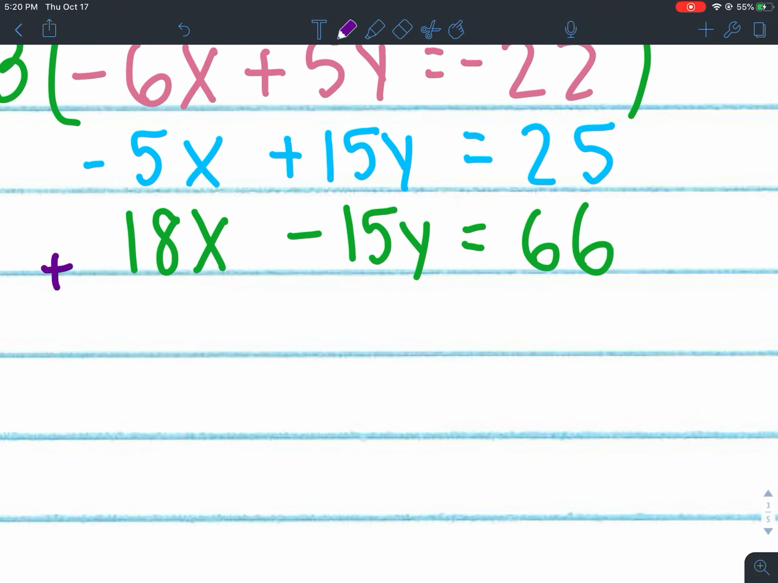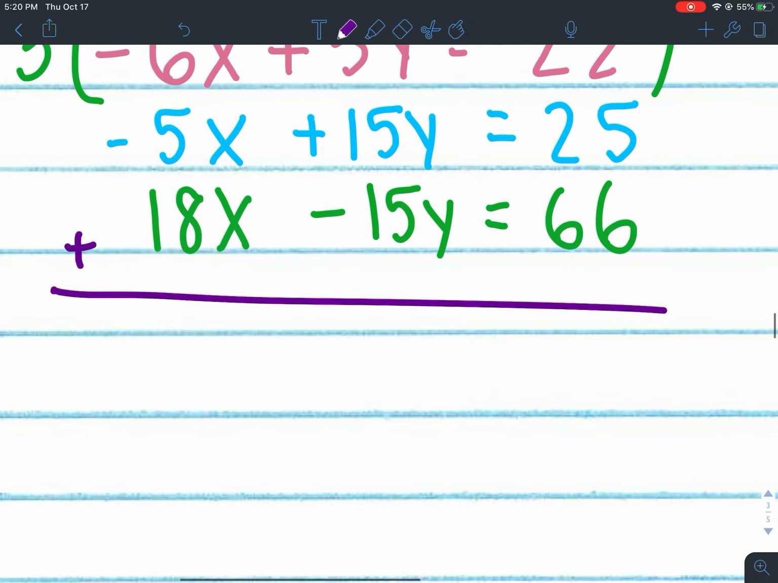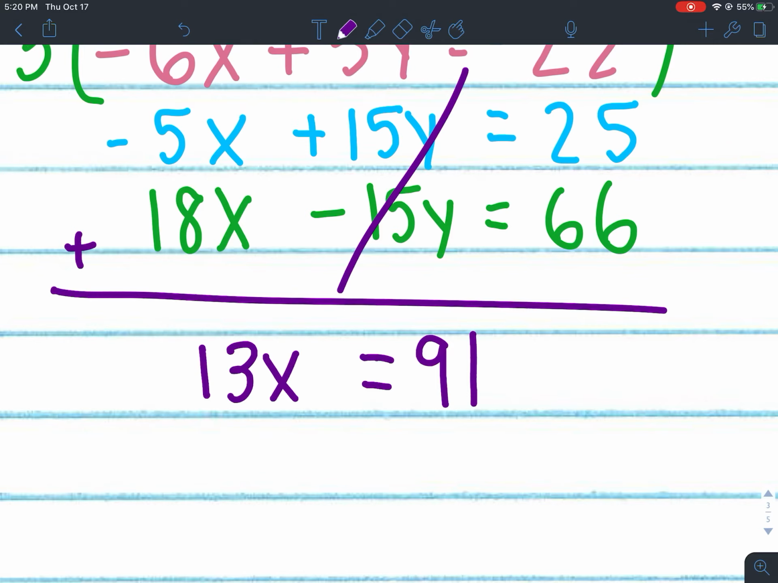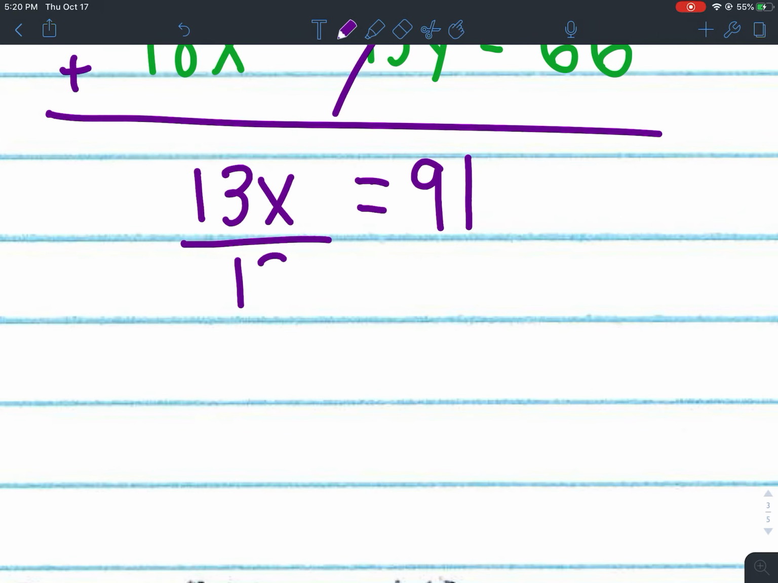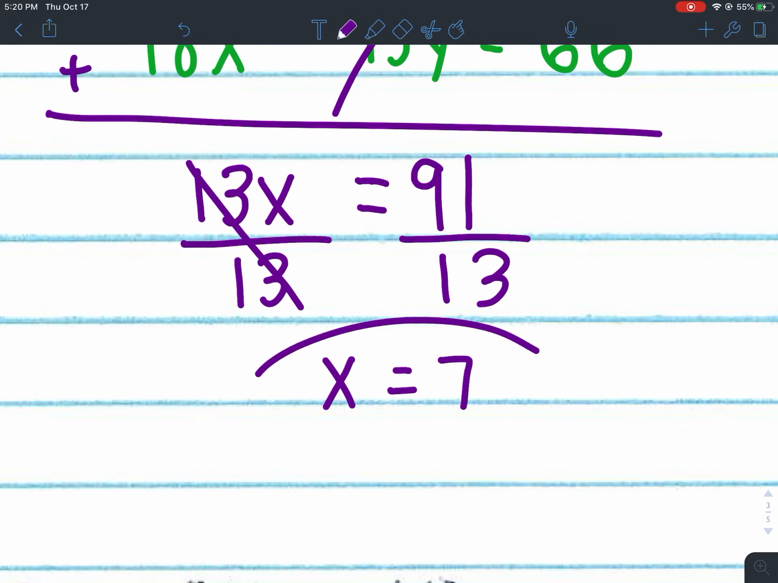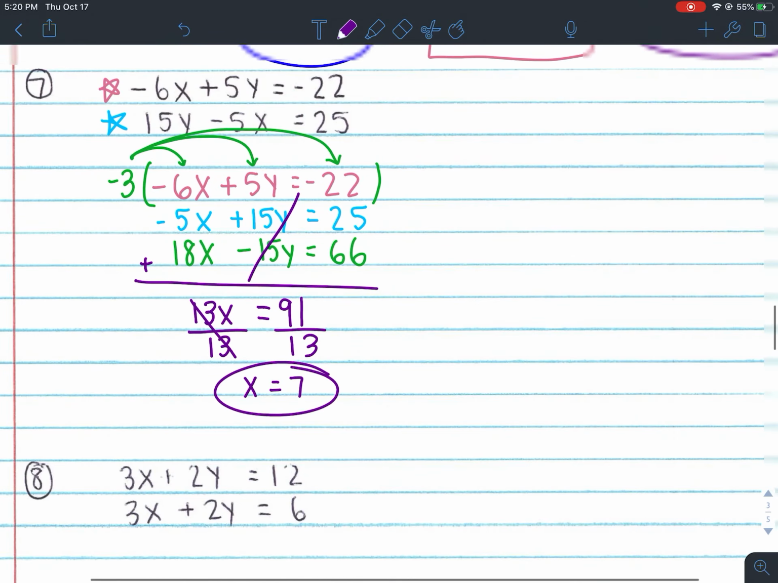Okay, so now you can check and be like, yes, I can eliminate something. So let me draw my addition. Negative 5x plus 18x is going to give me 13x. 15y minus 15y eliminates and becomes nothing. And then 25 plus 66 is going to give me 91. And then you want to divide both sides by 13. And that's going to be 7.